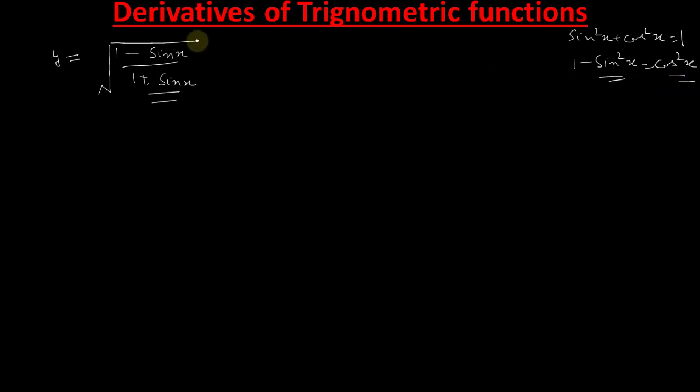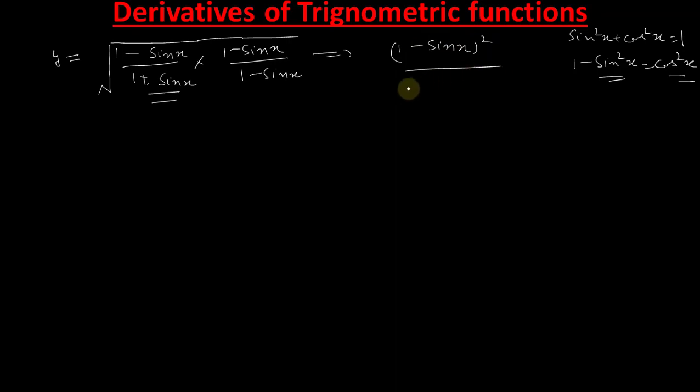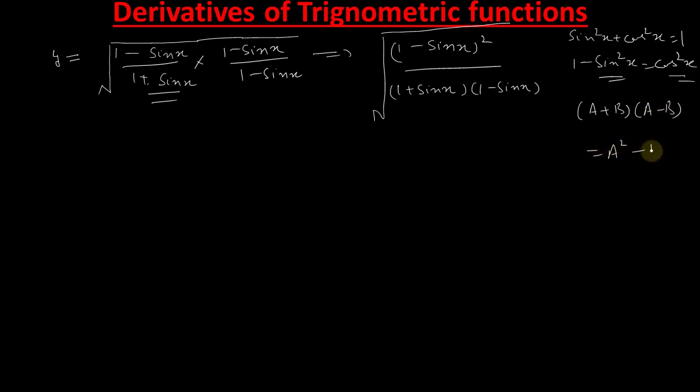So what we will do, we will multiply by 1 minus sin x and divide by the same number, 1 minus sin x. If we multiply and divide by the same thing, nothing changes because these get cancelled. So it becomes 1 minus sin x into 1 minus sin x, that is (1 minus sin x) square, divided by (1 plus sin x) into (1 minus sin x), then the square root of the whole. Now we have a mathematical formula, (a plus b) into (a minus b) is equal to a square minus b square. So we will use that here.